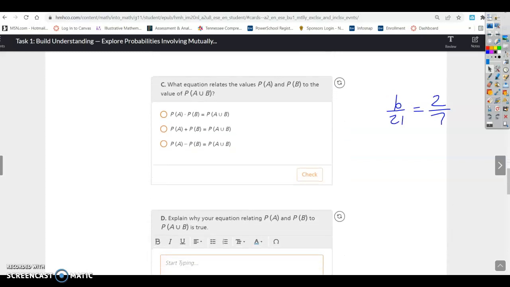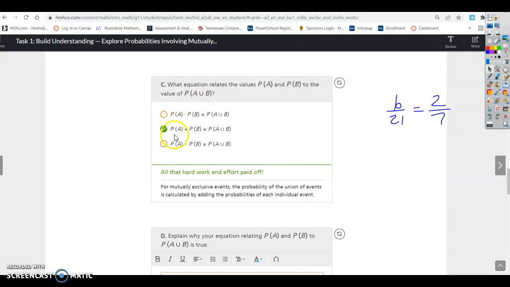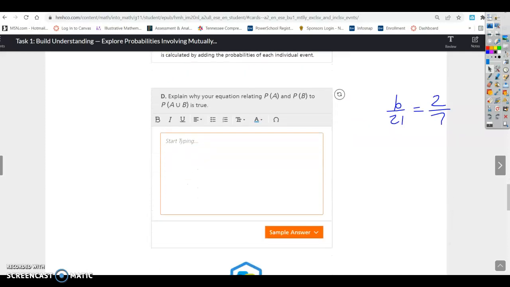What equation relates the values P of A and P of B to the value of P of A union B? We've got the probability of A and the probability of B, and then the probability of A union B, so we're combining those. Since these are mutually exclusive, that means they have nothing in common. That means if we want to combine or join these two together as a union, we simply have to add these two probabilities together. So the probability of A plus the probability of B equals the probability of A union B when you have mutually exclusive events.